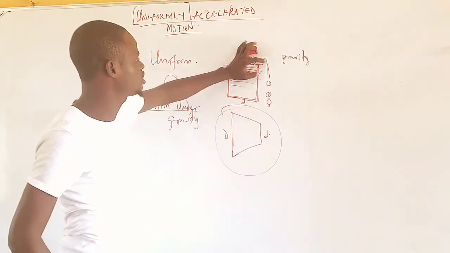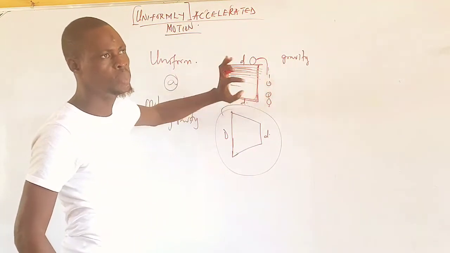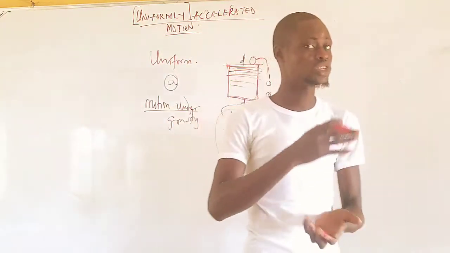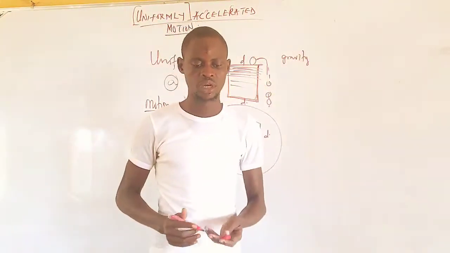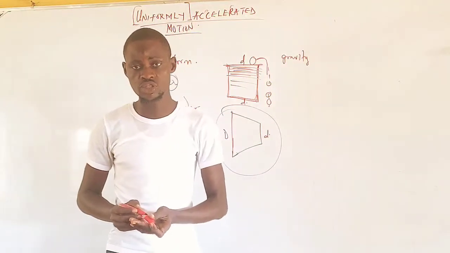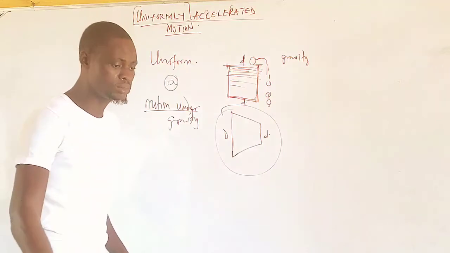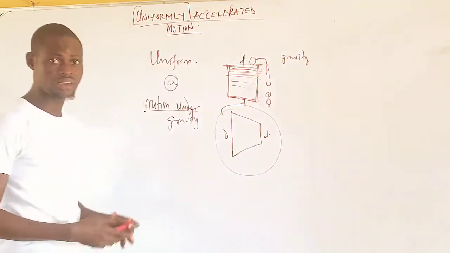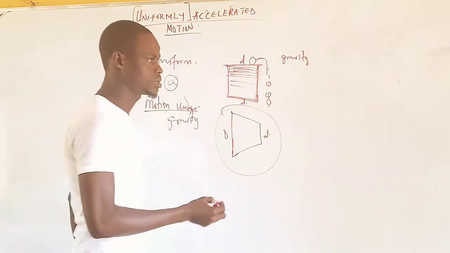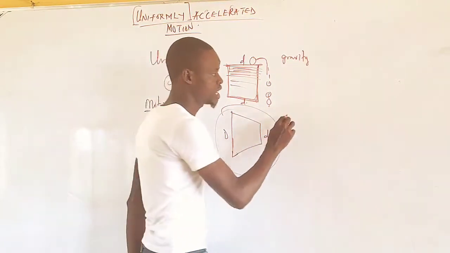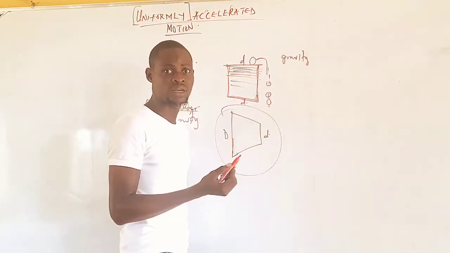So the acceleration of the ball will be constant throughout, but the gravity that we're talking about is not always constant through the motion. It simply means there is some variation in the gravity. Take note of something here: because of the non-spherical nature of the Earth. We know that the Earth is non-spherical.